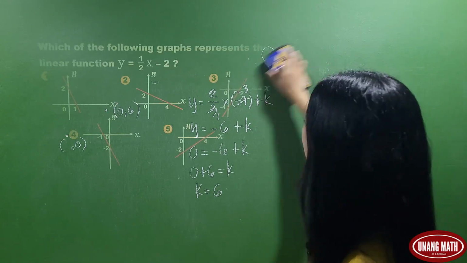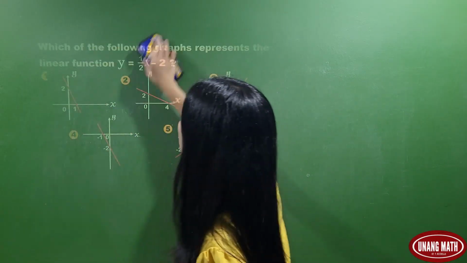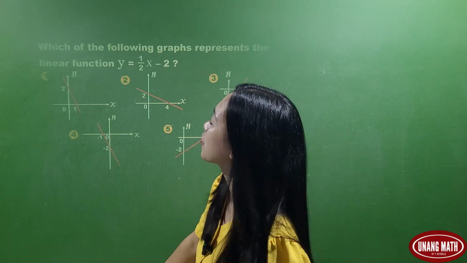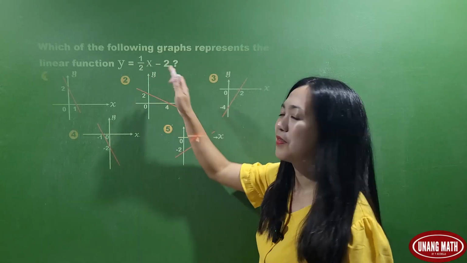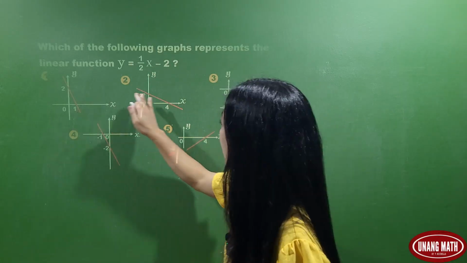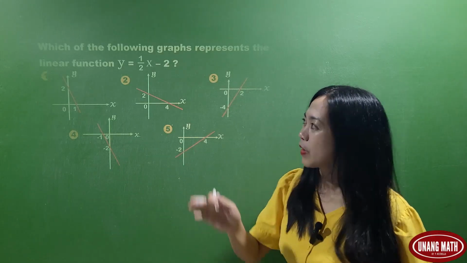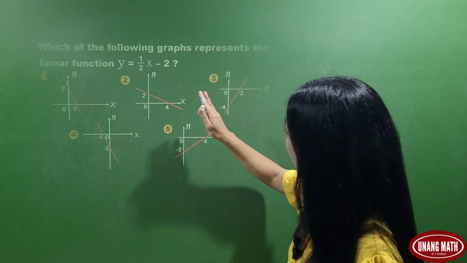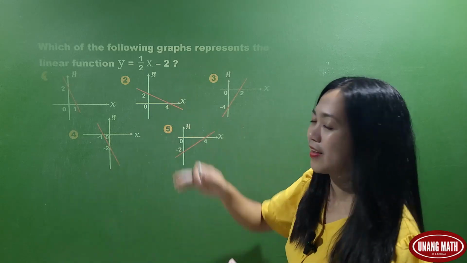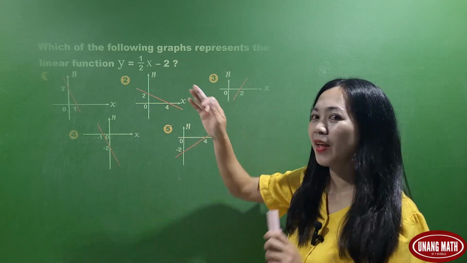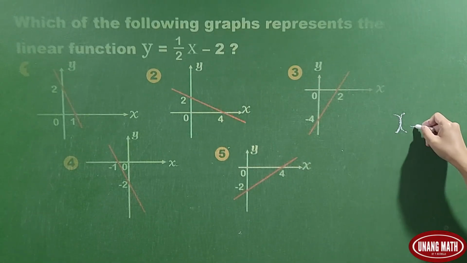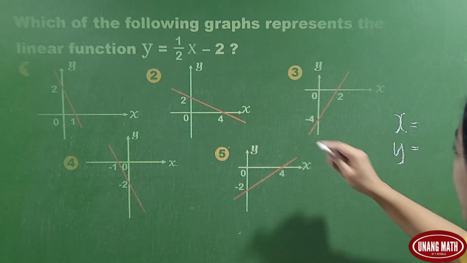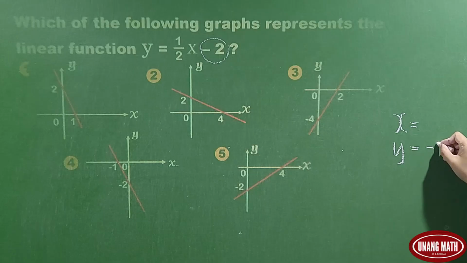What about this next problem? Let's also answer this one. Which of the following graphs represent this linear function y is equal to 1 half x minus 2? We have here 5 different graphs. We will choose which among these 5 graphs is representing this linear function. And to do that, what we need to do first is to find the x and y-intercepts. So for the y-intercept, this number is negative 2.